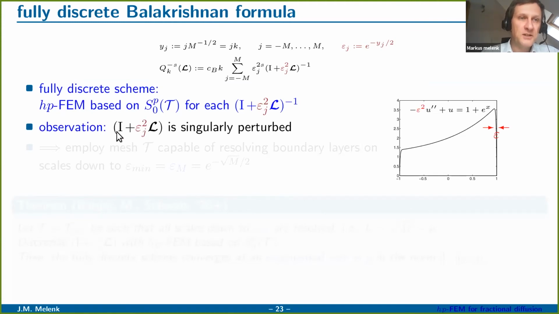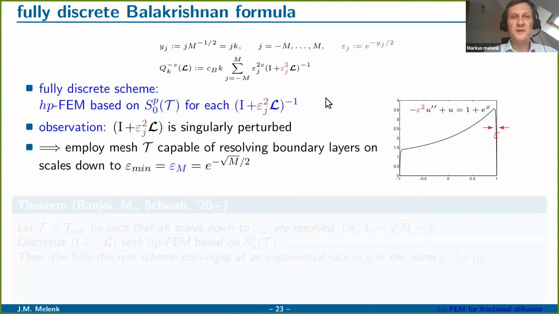Well, so we are discretizing an elliptic problem, identity plus epsilon squared times Laplace. Now these epsilons here, here's the formula. Most of them are small, or at least the troublesome ones are small. So we need to be able to solve singularly perturbed problems. Now I've told you already how to do that.